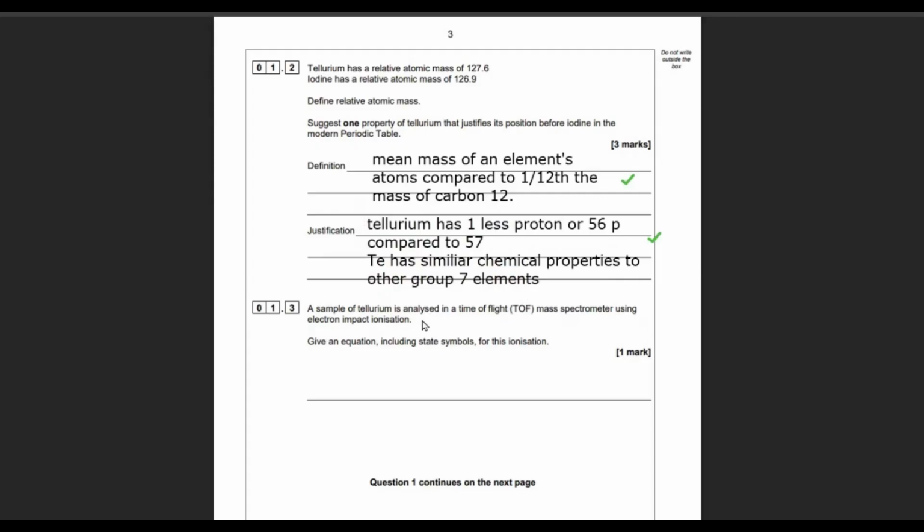A sample of tellurium is analyzed in a TOF, time of flight mass spectrometer, using electron impact ionization. Give an equation, including the state symbols for this ionization. Why don't you pause the video, see if you can write this out? Okay, I'm going to go through it.